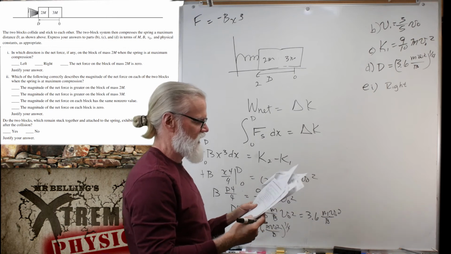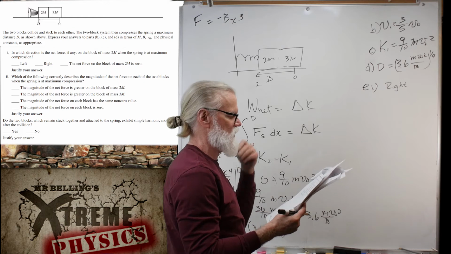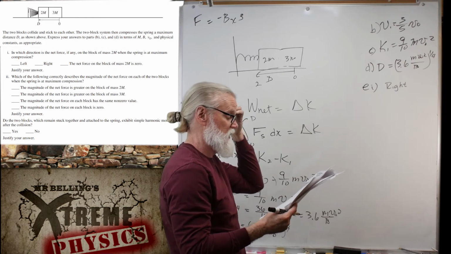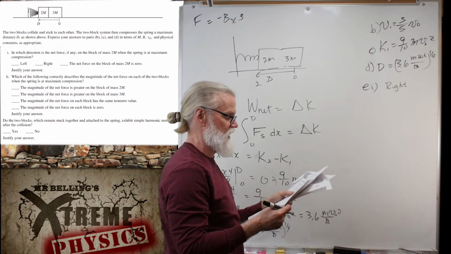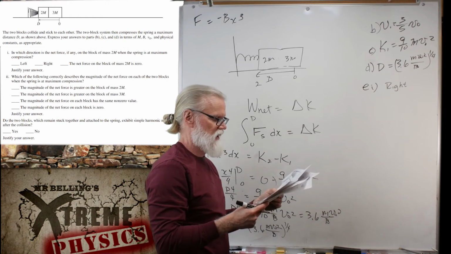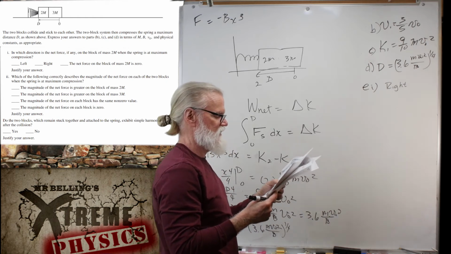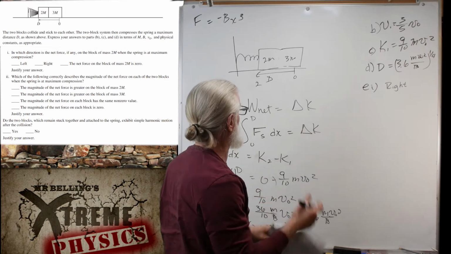Which of the following correctly describes the magnitude of the net force on each of the two blocks when the spring is at maximum compression? The magnitude of the net force is greater on 2m. It's greater on 3m. The magnitude of the net force has the same non-zero value on both, or the magnitude of the net force on each block is 0. Justify your answer. All right.